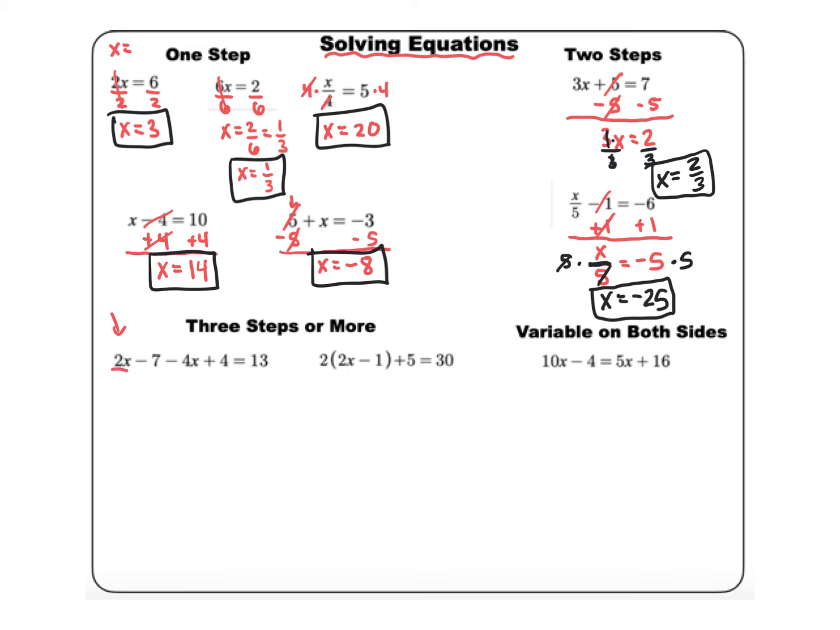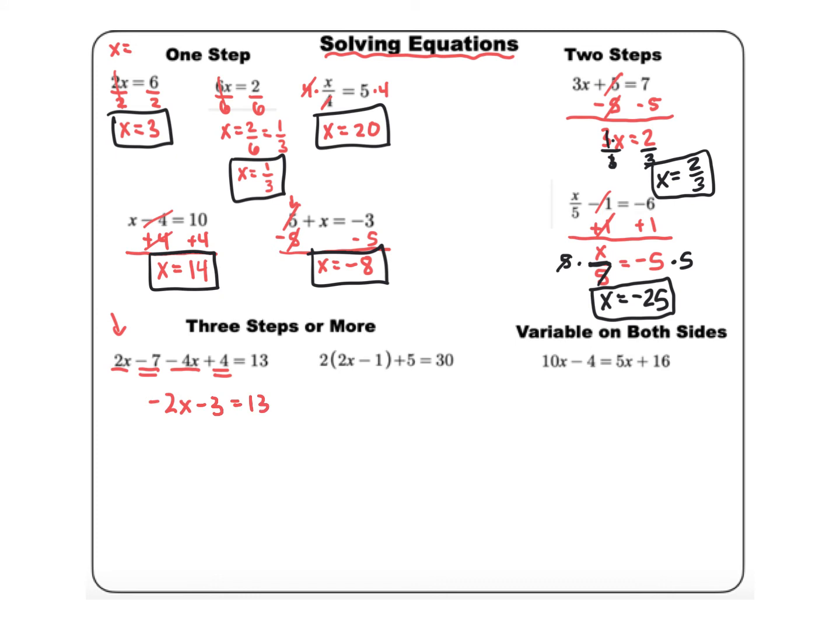So it looks like I got some like terms here, and I got some like terms here. So I got some constants and some x's that are raised to the first power. So let's do these out. I have a 2x, and then a -4x. So 2 minus 4, that's going to leave me with a -2x, okay? And then I'm going to go ahead and have to put the -7 plus 4. That's going to give me a -3 equals 13.